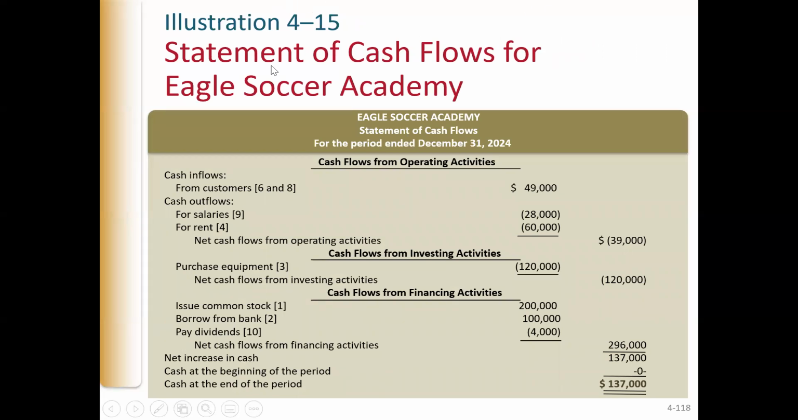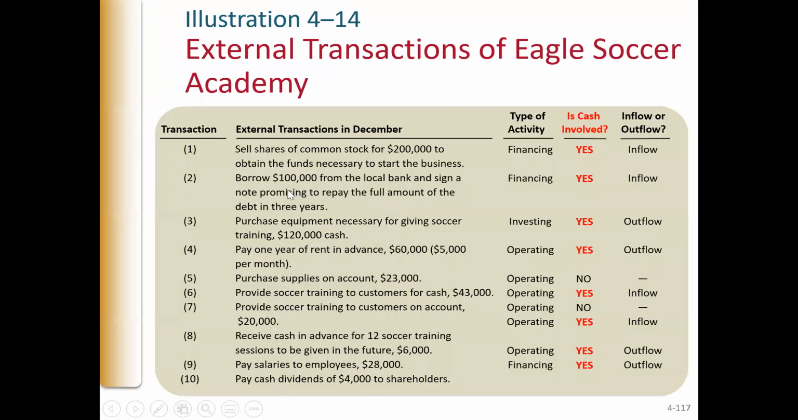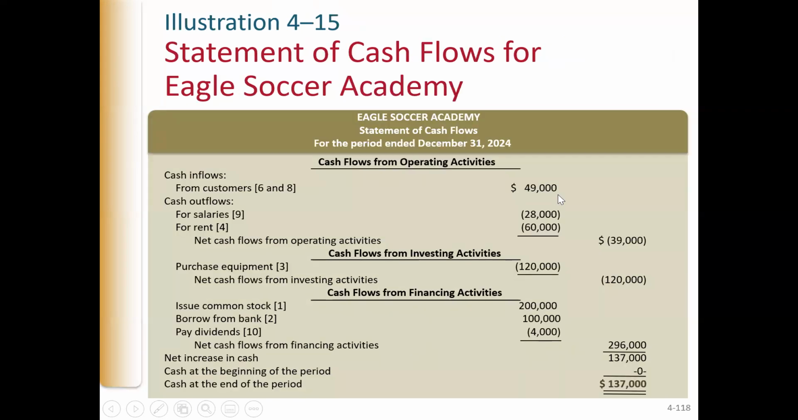So how we would create a statement of cash flows, we start with operating activities. Number 6 and 8 were cash inflows from customers. Number 6 here, provided soccer training to customers for cash, 43,000. Number 8, received cash in advance for 12 soccer training lessons, 6,000. Do you see how those two are added into the operating activity section?